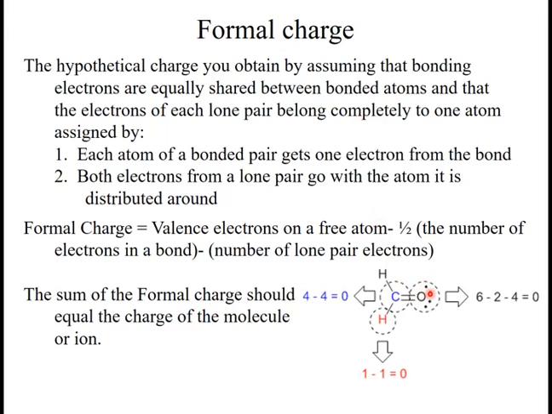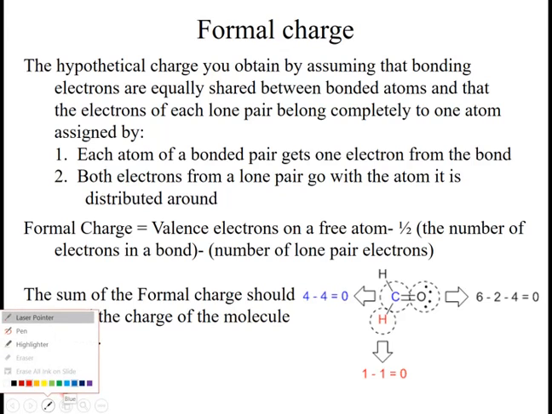So again, these are the lone pairs. So these lone pairs only belong to oxygen. And this is a double bond here. And so in each bond, oxygen will get one and carbon will get one. And we're going to assign those based on that. So each atom in a bonded pair gets one. And when I have a lone pair, both electrons go to that atom.